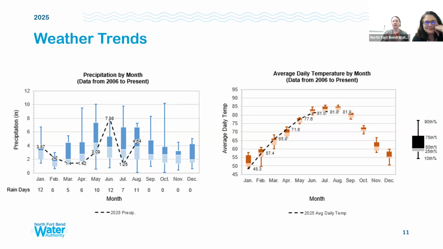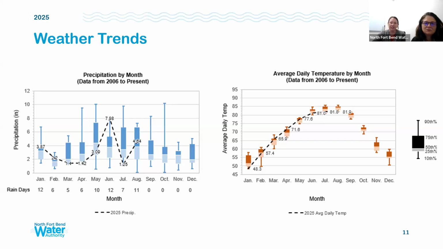And that's going to be showing North Fork Bend's history. So from 2006 to present, those are the typical ranges that we see for each month. And then that white line is showing us if everything was exactly average, that's where we would expect to be. The black dashed line is showing us what actually happened this year. And so it's really interesting to look at that in comparison to historical trends, so we know why we may have used more or less water than normal for that month.